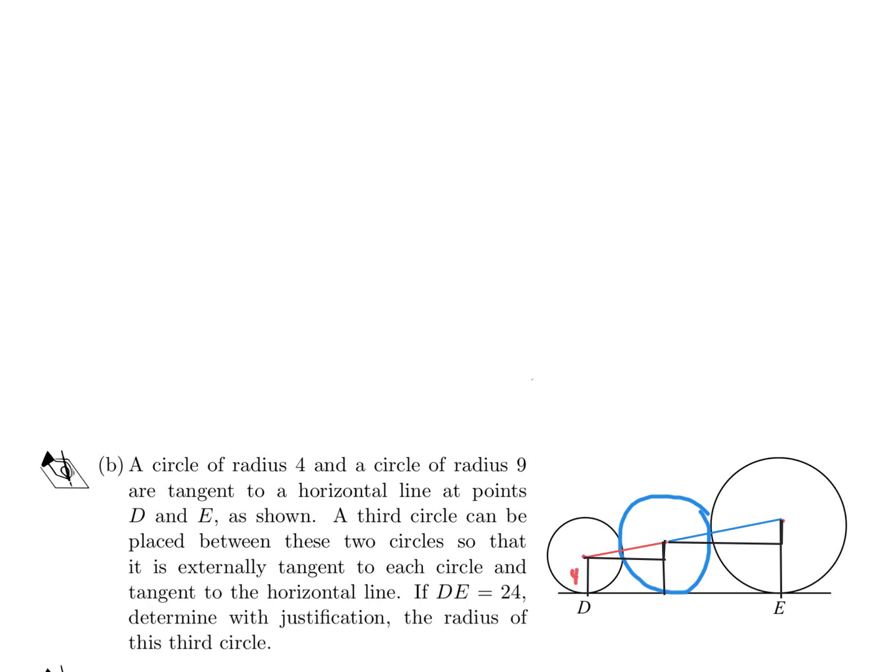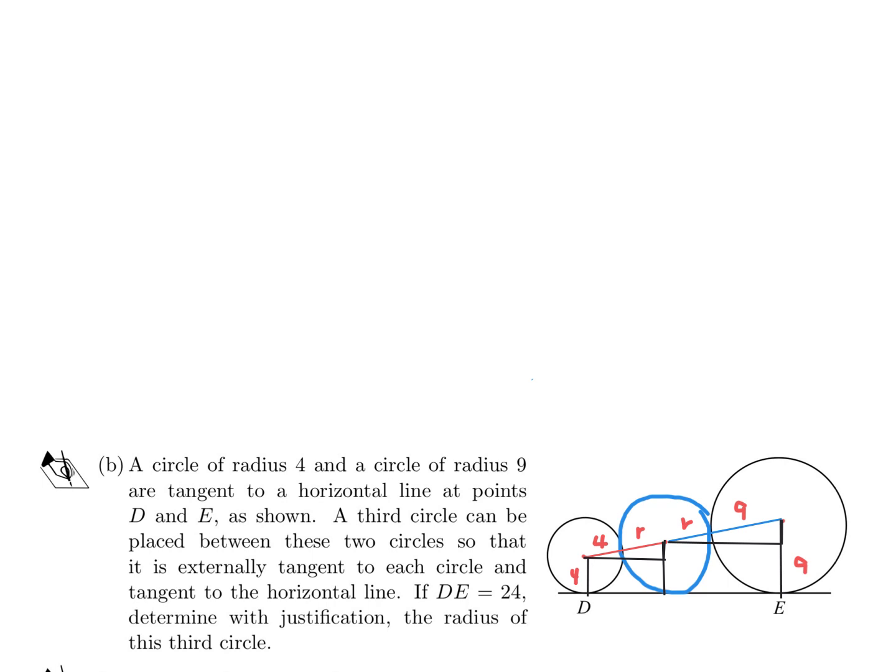So this is 4 according to the question, and then the bigger one is 9. So this is 4, that's 9, and that's 9. And then the one in the middle, we don't know, right? So I'm just going to call it R.